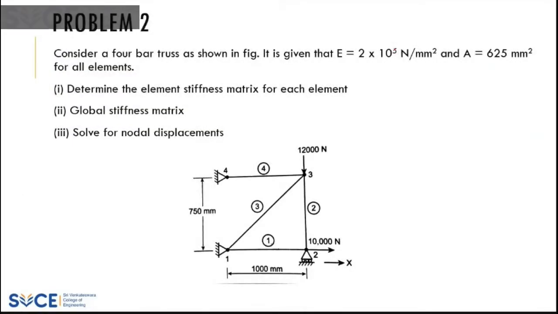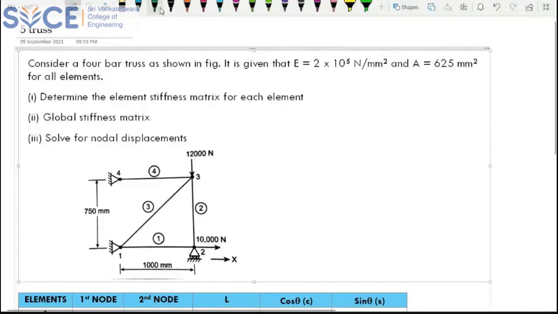So we have a problem here. You have 4 elements which are connected with 4 nodal points. Your Young's modulus is given, your area is given, everything is given. You have to identify the global stiffness matrix and your nodal displacements. So let us solve this one by one, by using the procedure.